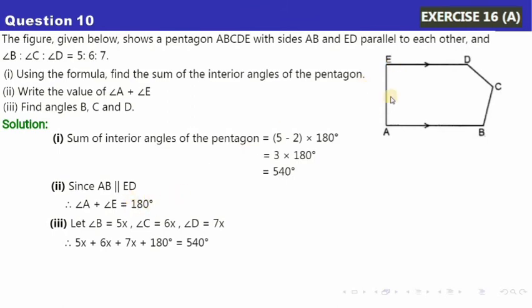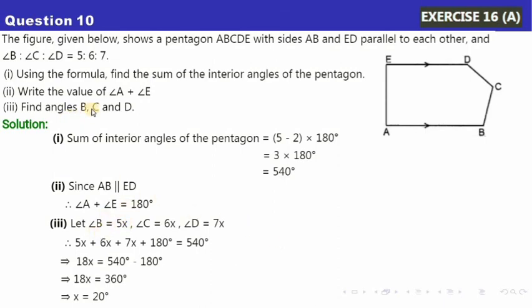So the sum of the interior angles is 5x plus 6x plus 7x, and including these two we have 180 also, right? The sum of the interior angles is given to be 540, isn't it? So this sum turns out to be 540. Solve it and find the value of x, which turns out to be exactly 20 degree.